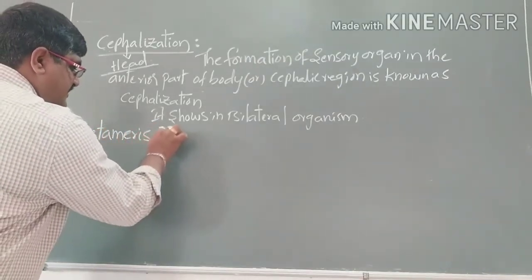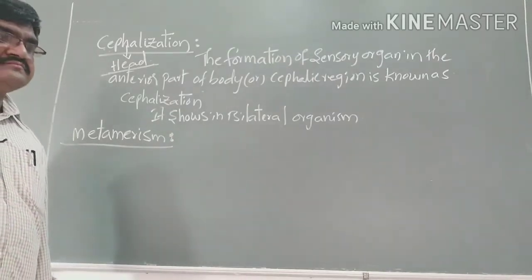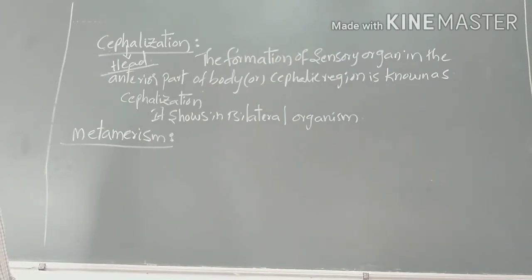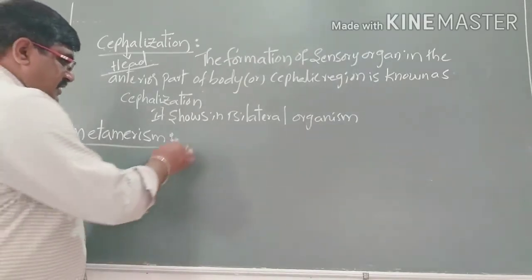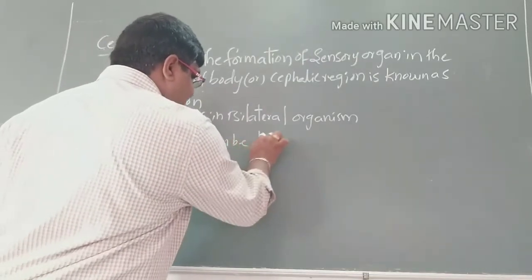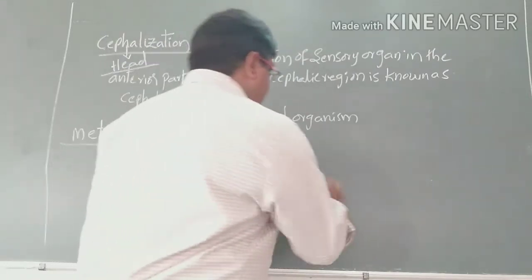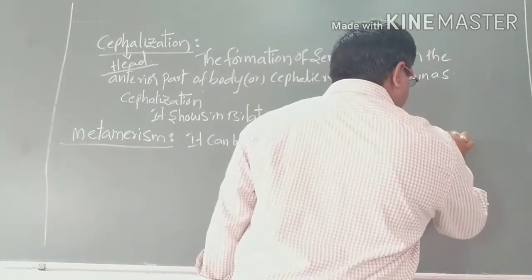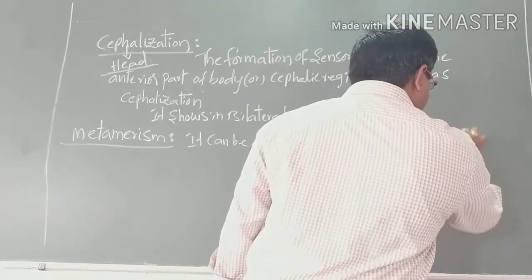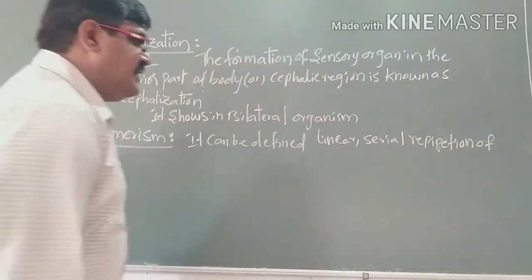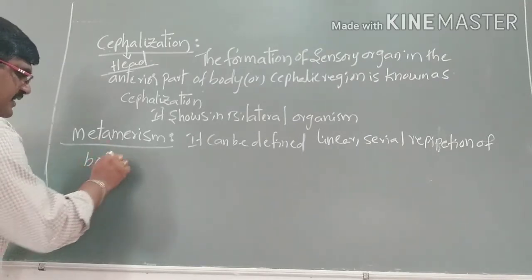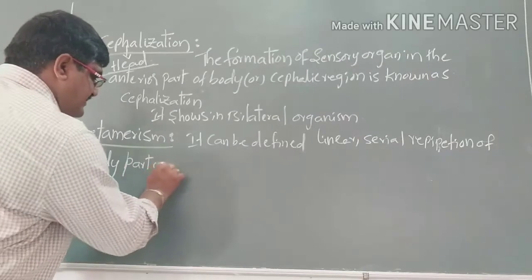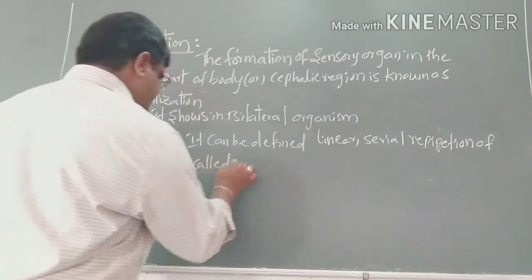So what does metamerism mean? It is the repetition of body parts, which we can define as the linear, serial repetition of body parts. This is called metamerism.